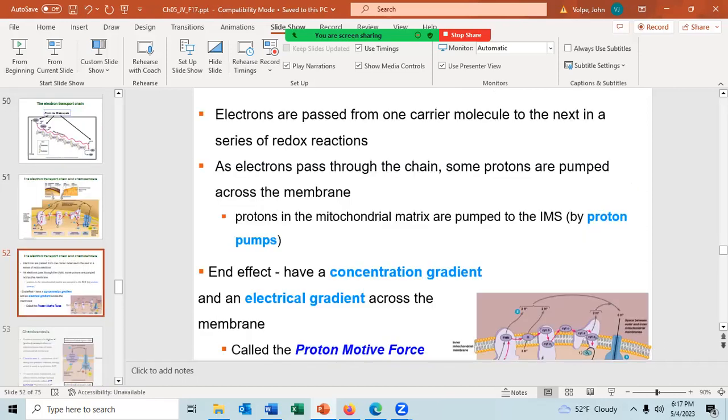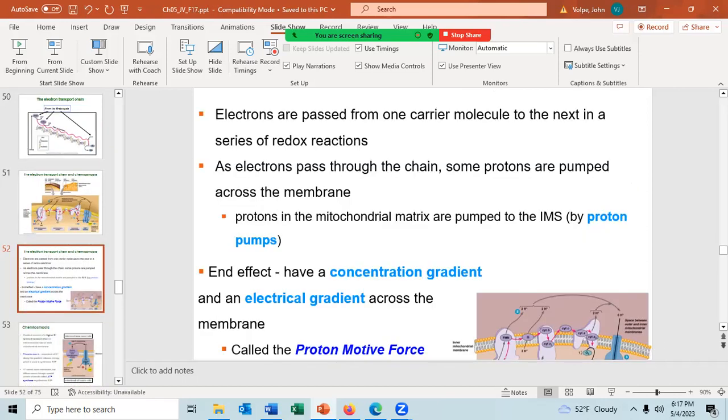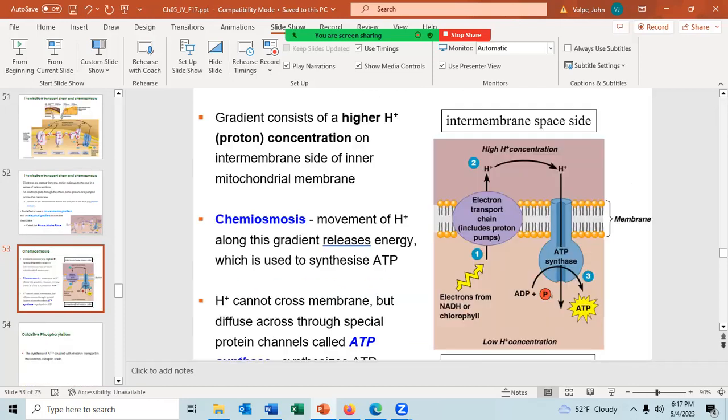That I think is it for aerobic respiration. We already talked about that. The movement of hydrogen ions is called chemiosmosis. I don't tend to use that term, but that is a term. And then the movement of hydrogen ions is used to make ATP.